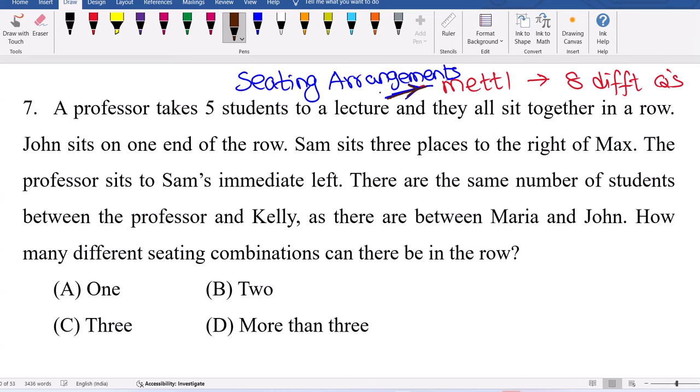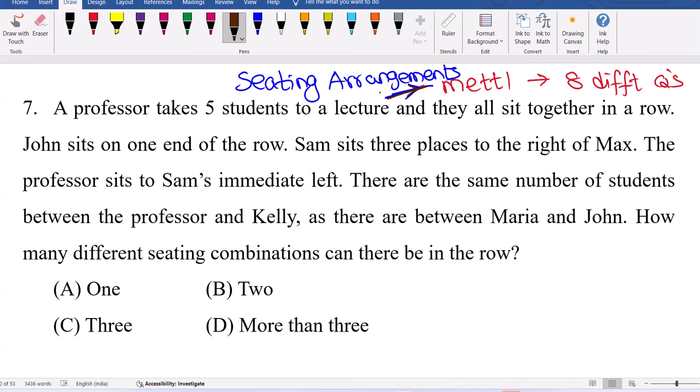Right. Now here, the syllabus is the same everywhere. Guys, listen: syllabus, seating arrangement, same. Data sufficiency, same. The syllabus is pretty much common for all sections in all platforms. Right, now let's see this question.